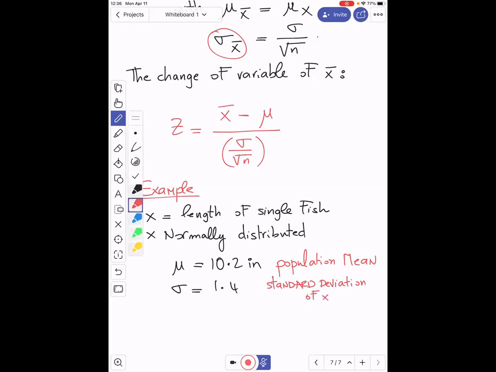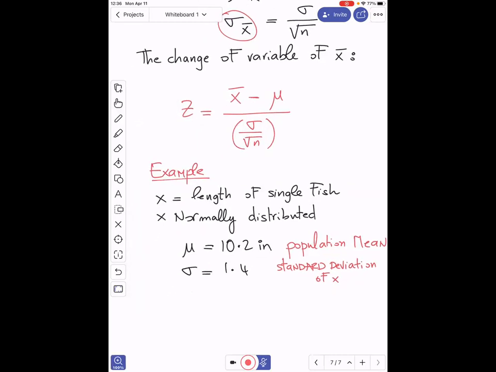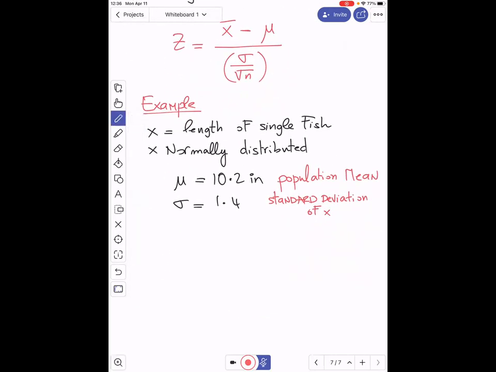All right, now I have a sample of 5 fish. So what's the size of the sample here? Of course, it's 5, because I have 5 fish. So n is 5 here. The size of the sample is 5.